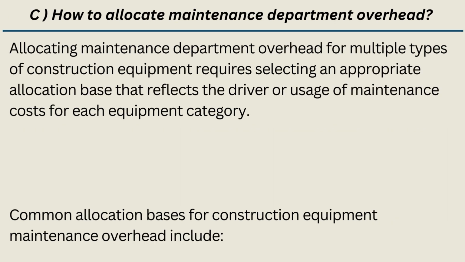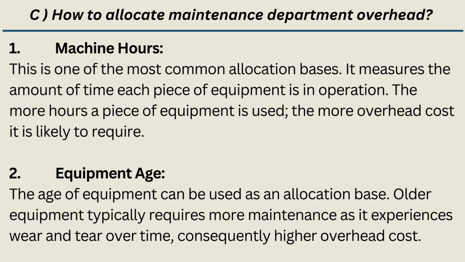C. How to allocate maintenance department overhead. Allocating maintenance department overhead for multiple types of construction equipment requires selecting an appropriate allocation base that reflects the driver or usage of maintenance costs for each equipment category. Common allocation bases for construction equipment maintenance overhead include: 1.